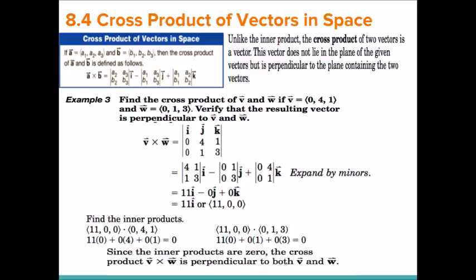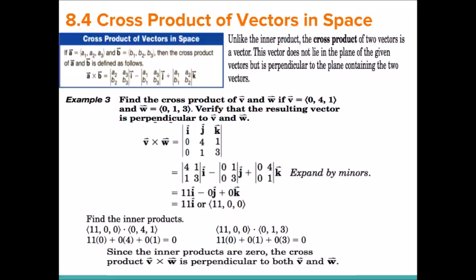So the formula we use to find cross products of vectors in space is A cross B equals, and the whole formula is right there in the blue box. And unlike the inner product, the cross product of two vectors is a vector. This vector does not lie in the plane of the given vectors, but is perpendicular to the plane containing the two vectors. So for example 3, we're going to find the cross product of V and W.